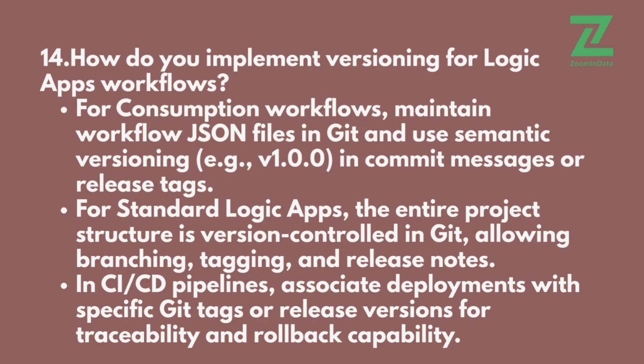How do you implement versioning for logic apps workflows? For consumption workflows, maintain workflow JSON files in Git and use semantic versioning, example, v1.0.0, in commit messages or release tags. For standard logic apps, the entire project structure is version controlled in Git, allowing branching, tagging, and release notes. In CI/CD pipelines, associate deployments with specific Git tags or release versions for traceability and rollback capability.